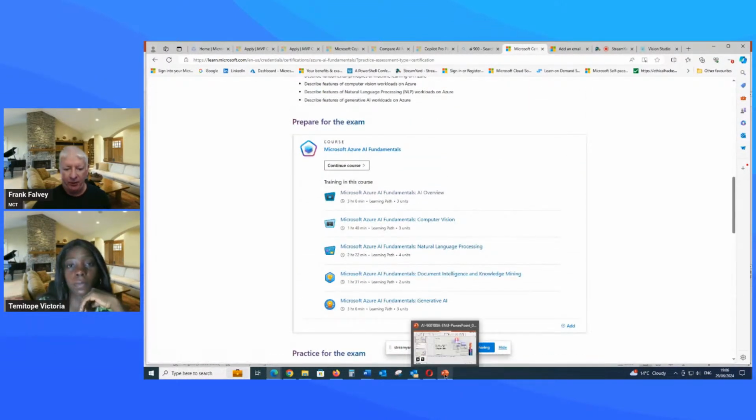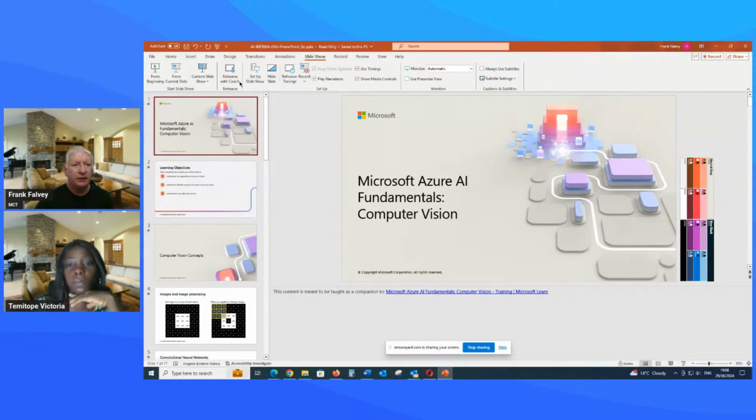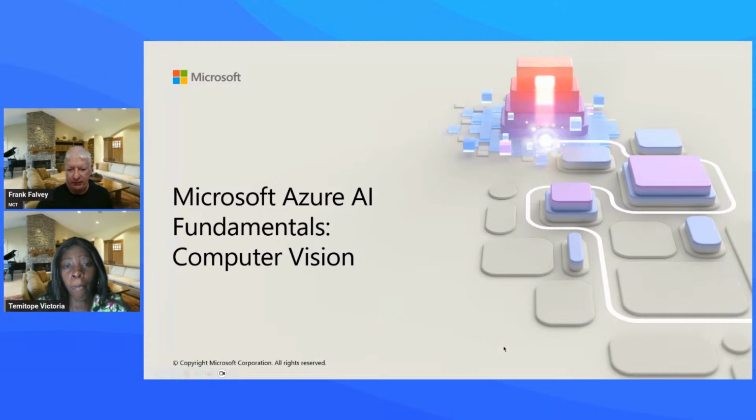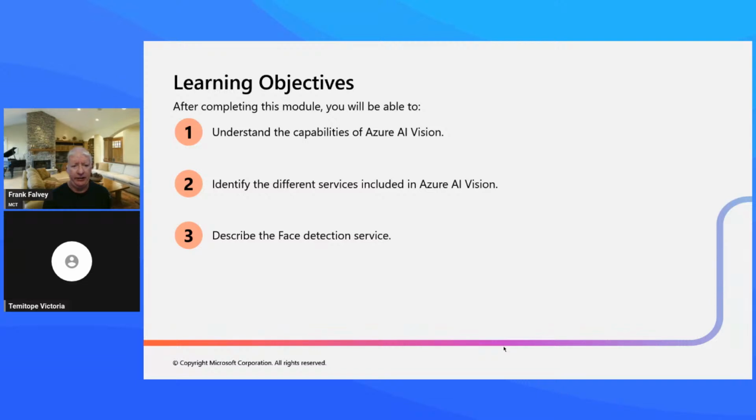So if I just get back to my PowerPoint, we'll start this one from the beginning. I'm going to carry on with the second part, which is the AI Fundamentals computer vision part. If you have any questions, Victoria, just give me a shout, and I'll be happy to answer them. After completing this module, you'll understand the capabilities of Azure AI Vision, identify the different services included in Azure AI Vision, and describe the face detection service.